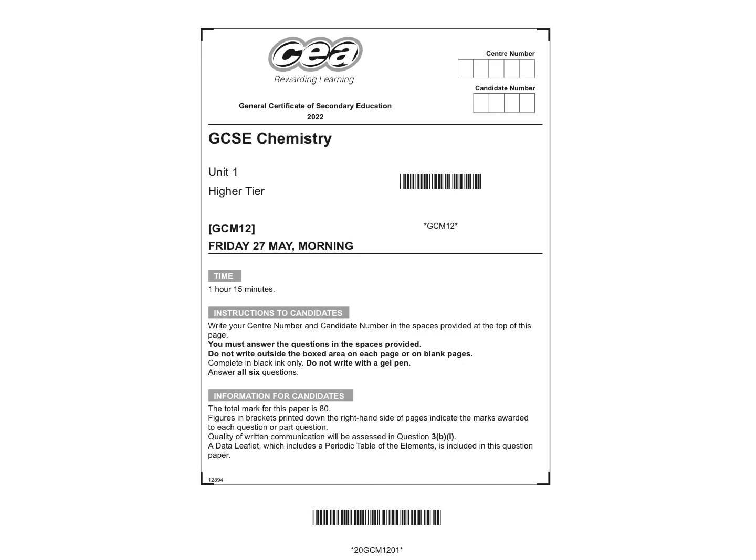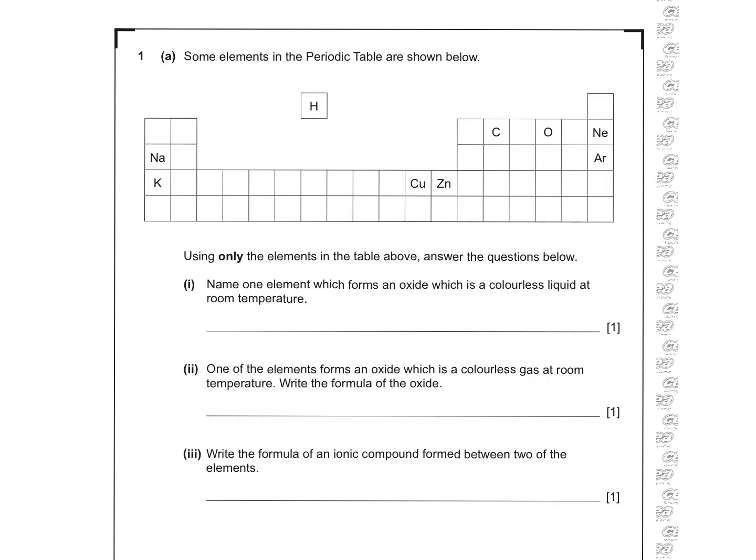In this video I'm going to go through the 2022 paper, and this is for Unit 1 higher tier. Question 1 part A. I have to use only the elements in the table above. So name an element that forms an oxide which is a colourless liquid at room temperature.